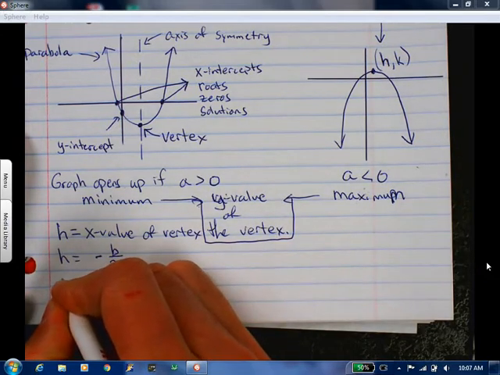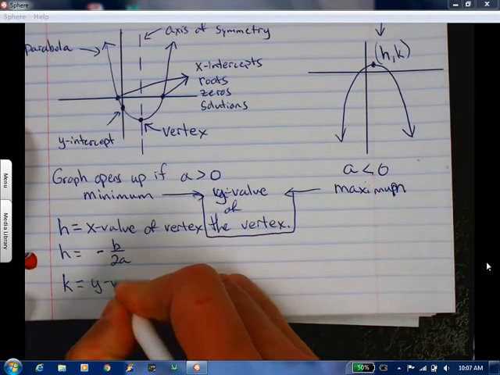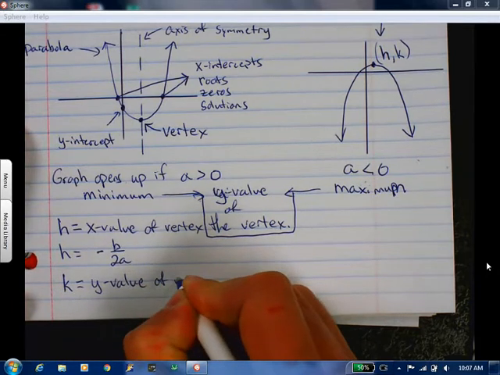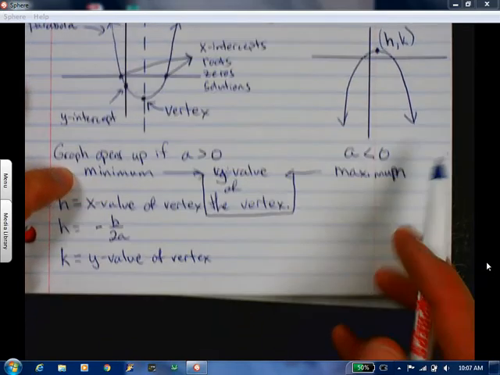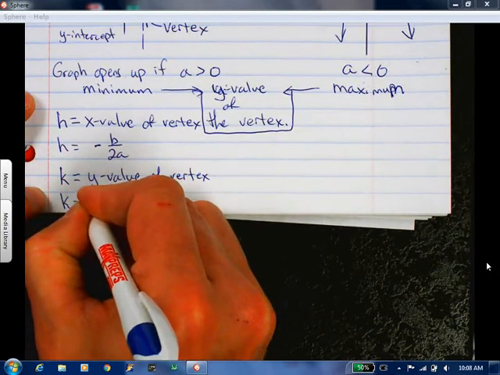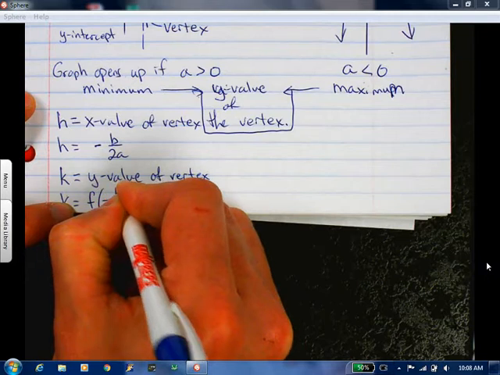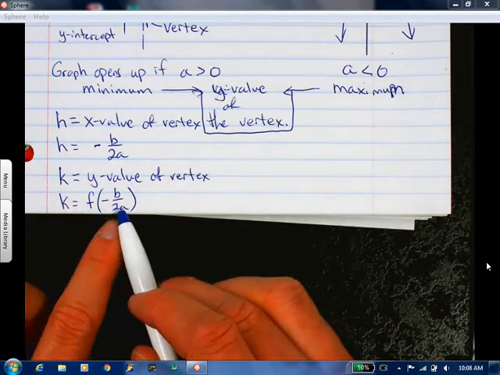So k, if h is the x value of the vertex, k is going to be the y value. And if it's the y value, that means it's also the minimum or the maximum. So this is how this is written: f of, what does that mean? k equals f of the opposite of b over 2a. That f is function notation. And what number will we put into the function?